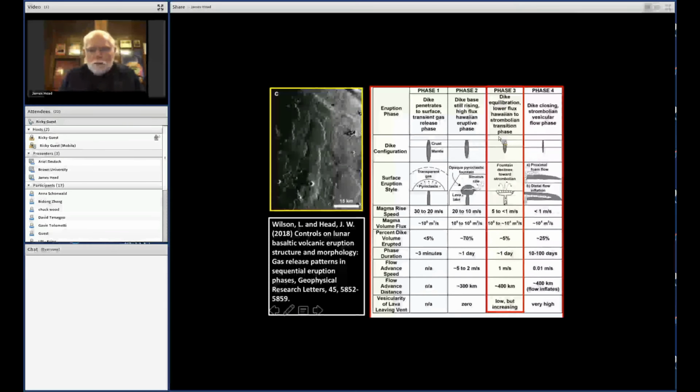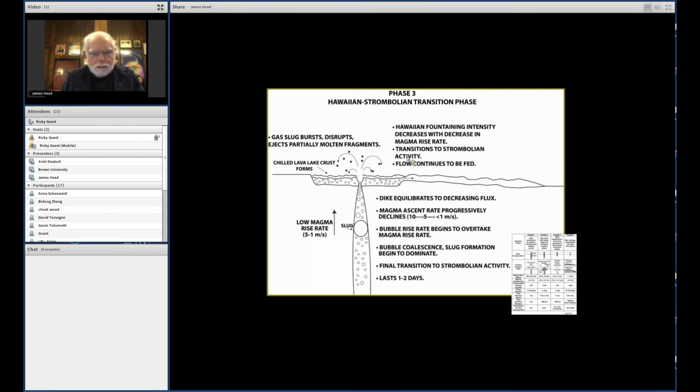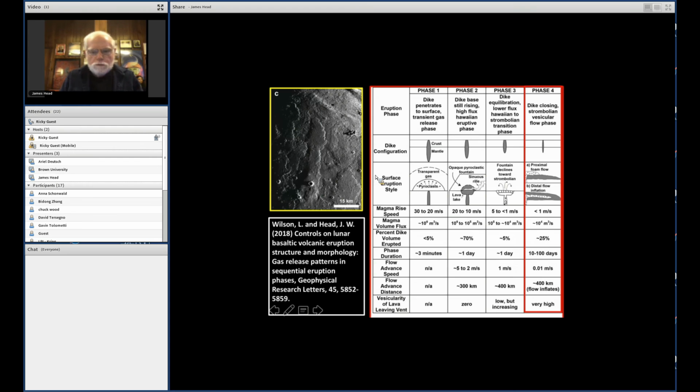The third phase is the dike equilibration phase. So essentially, most of the mass has come out, most of the volume has come out, and so this is a lower flux Hawaiian to Strombolian transition phase. It slows down, and when it slows down, that means that the magma spends longer in the upper part of the dike. More gas exsolution can take place, and you'll see what happens is you get a lot of gas exsolution and rise, and this takes us into a Strombolian phase. So this is the Hawaiian to Strombolian transition phase. So this is really important too because this is the beginning of huge amounts of volatiles coming out and very vesicle-rich magma being extruded out onto the surface.